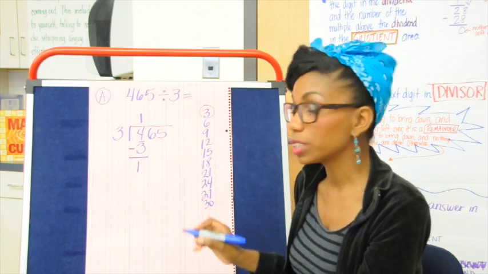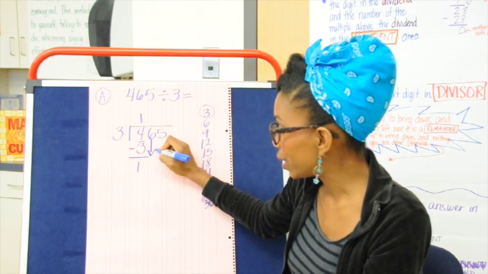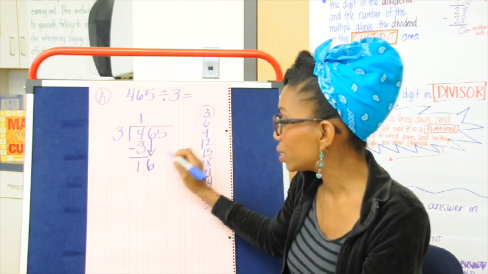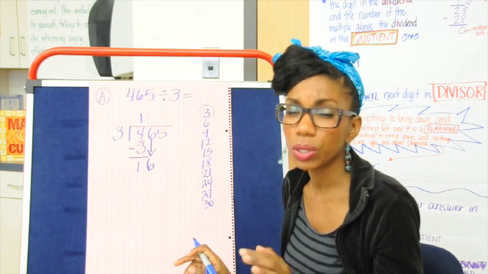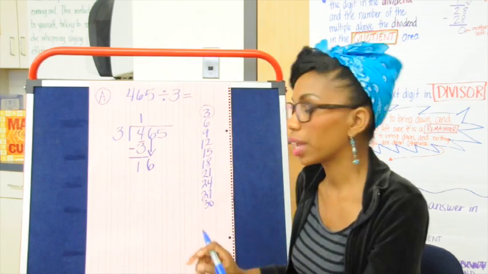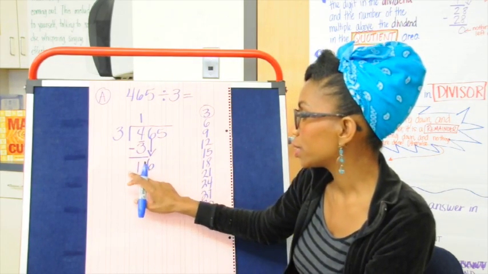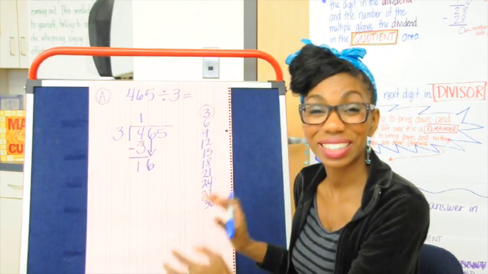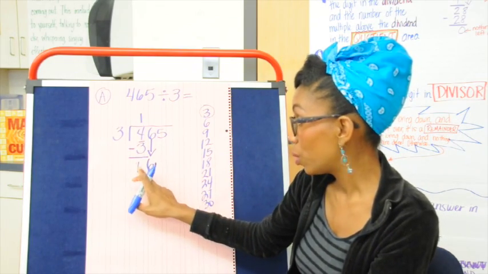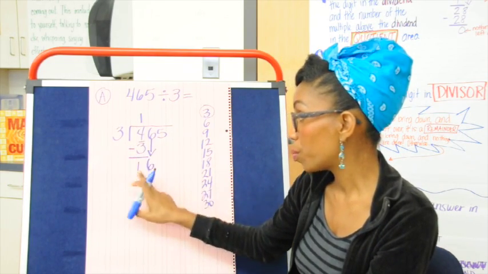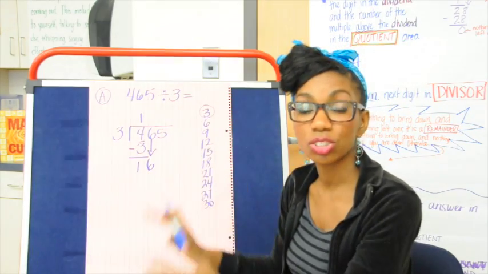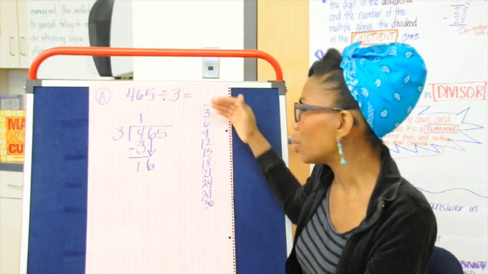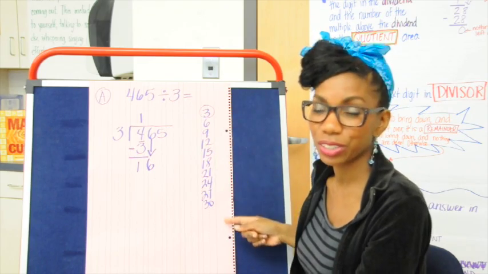Okay. After I subtract, I get to bring down. So I'm bringing down the 6. I'm not going to bring down the 6 and the 5. In long division, we take it one digit at a time. So now I brought down my 6. Now I'm left with 16 because that 1 was left over from our hundreds place. So now I have 16, and I start my process over again. I don't have to relist my multiples because they're still here.